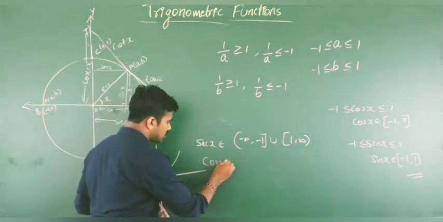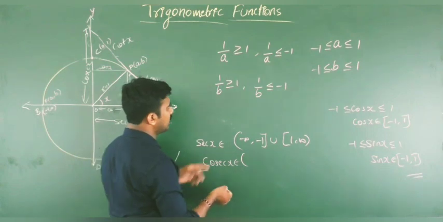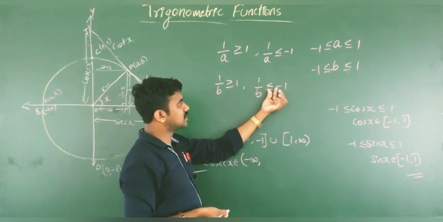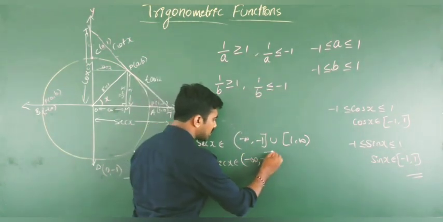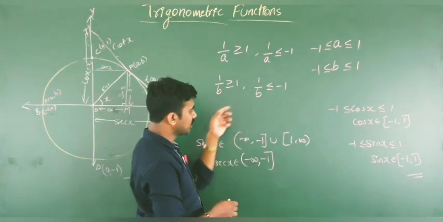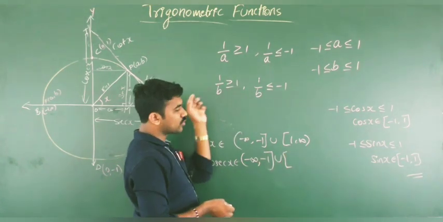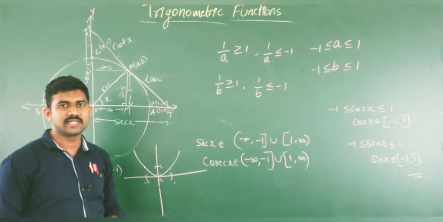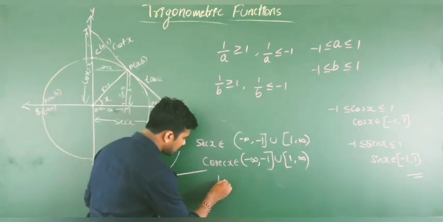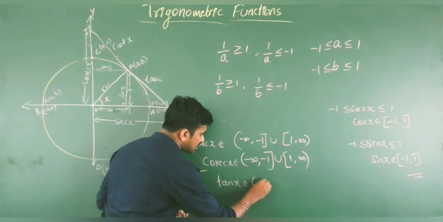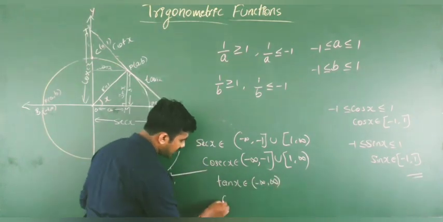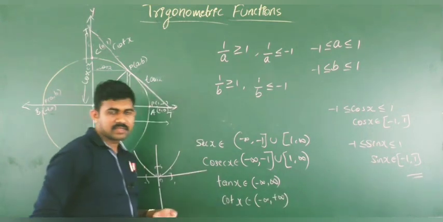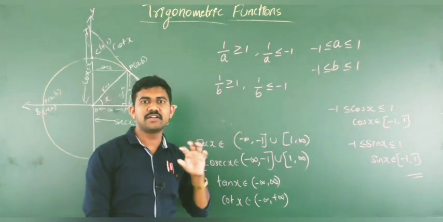So cosecant x also belongs to the interval from minus infinity, where the value of 1 by b is less than or equal to minus 1. That means from minus 1 it keeps decreasing, up to minus infinity including minus 1, union greater than or equal to 1, including 1, increasing. Okay, so this is the value we get for cosecant x. Similarly, tan x can take all real numbers, minus infinity to plus infinity, and cot x can take the value from minus infinity to plus infinity.